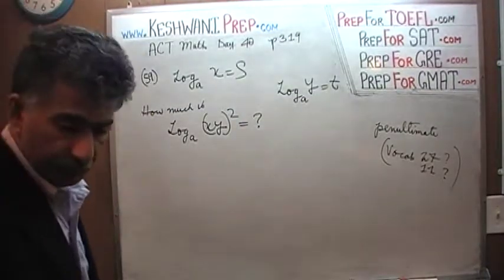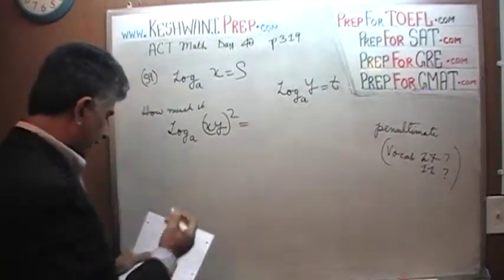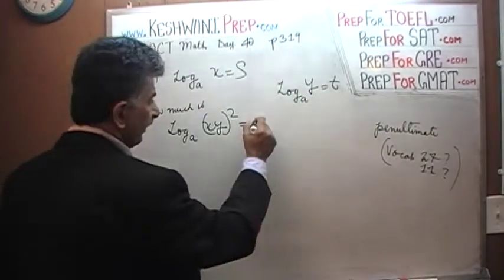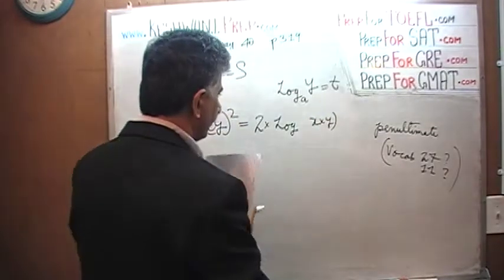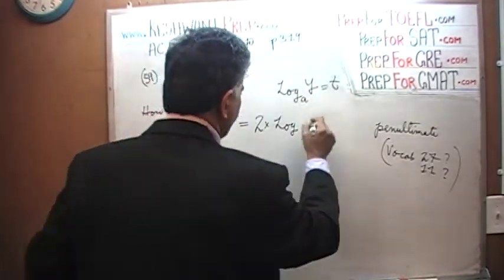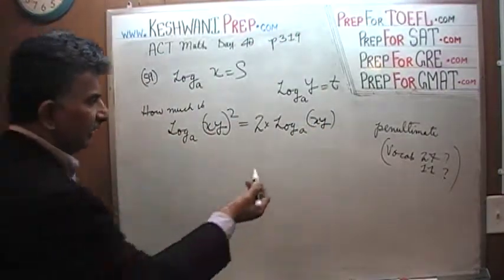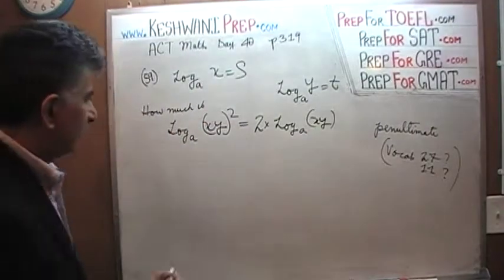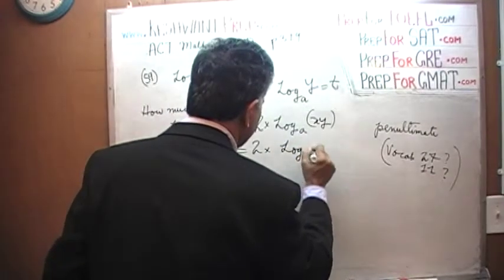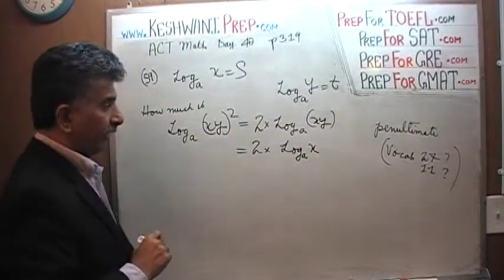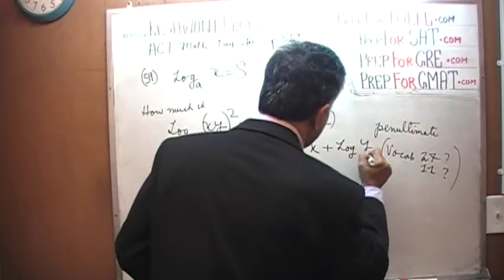Well, since it is being squared, this is same as 2 times the log of x times y, x times y with the base a. You with me so far? And since these are being multiplied, x times y, these can be written as log of x with the base a plus the log of y with the base a.